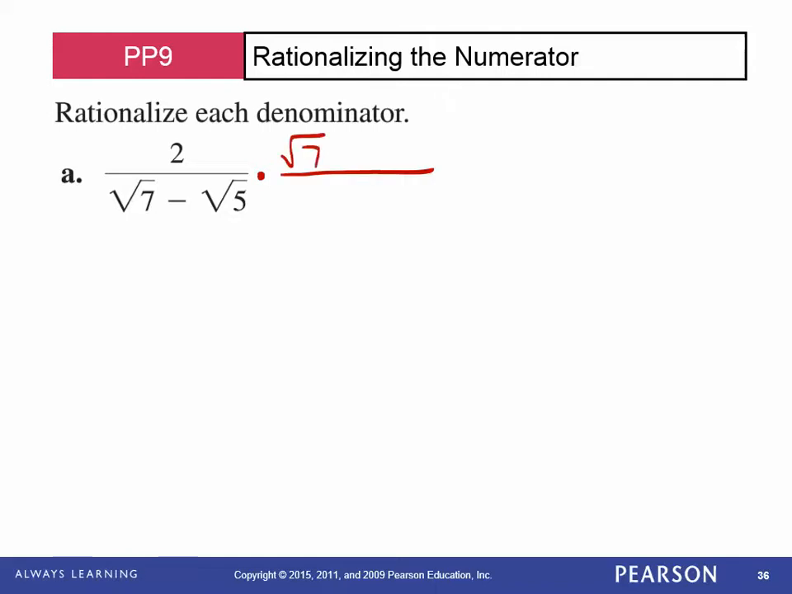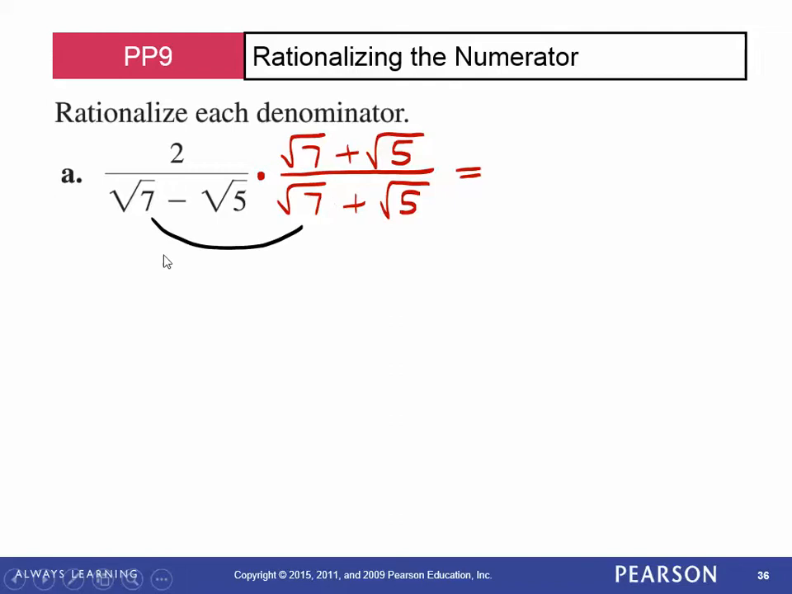We're going to multiply by the exact same thing that's on the bottom, except we're going to change the sign in the middle. So square root of 7 minus 5 is there, so we're going to multiply by square root of 7 plus 5. And why do we do it? Because the middle terms are going to cancel. Technically you're going to have to do FOIL over here, but the middle terms will be gone.